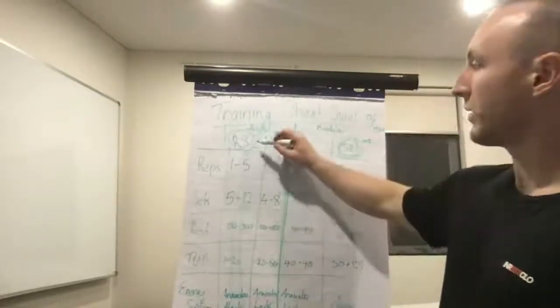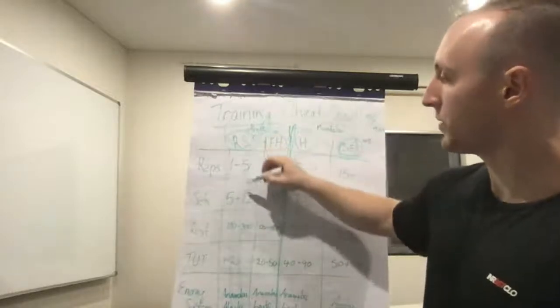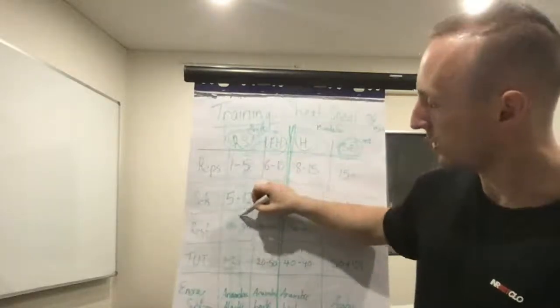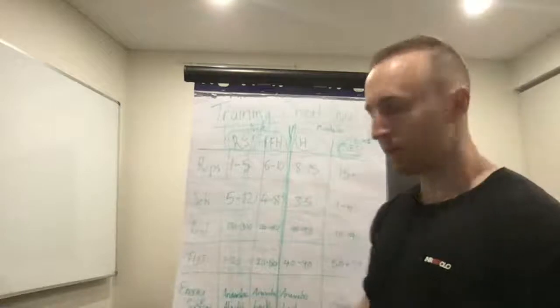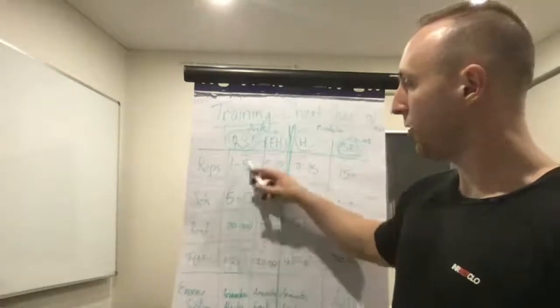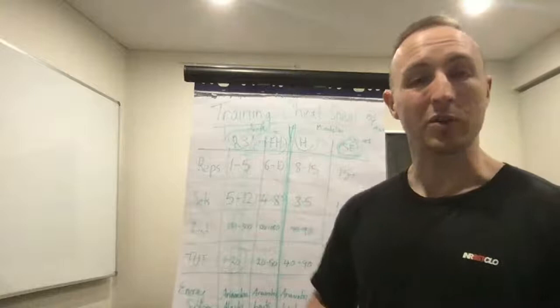Now, when working on relative strength, you're looking at 1 to 5 reps, 5 to 12 sets. Rest and recovery is about 3 minutes or more. Your time and attention per the rep range is probably about 1 to 20 seconds.